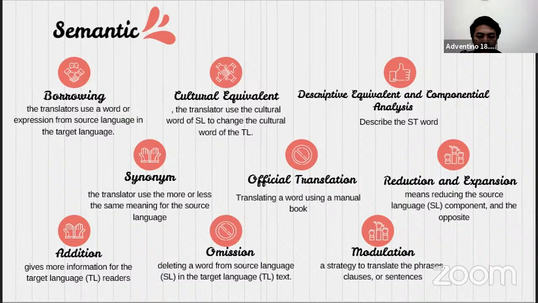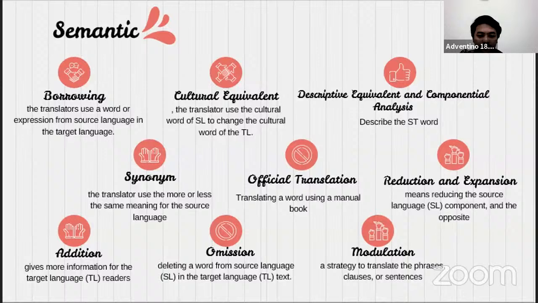And the fourth is synonym. This is the strategy used when the translator uses a word with more or less the same meaning as the source language. Fifth is official translation. This strategy is usually applied in formal translation, and therefore the translator translates a text from another language by using a reference book like KBBI. And then the sixth is reduction and expansion. Reduction means reducing some source components, and expansion is the opposite of reduction, which is adding some word components.